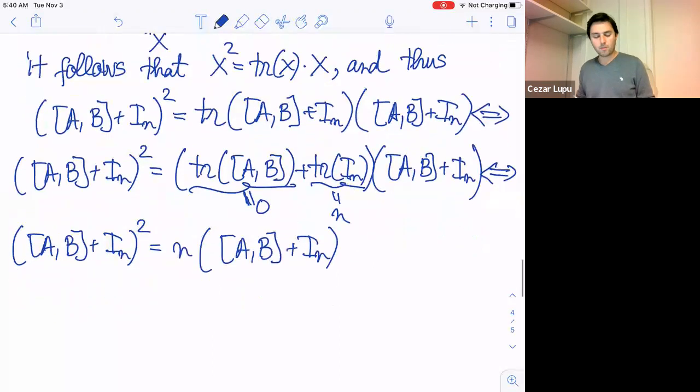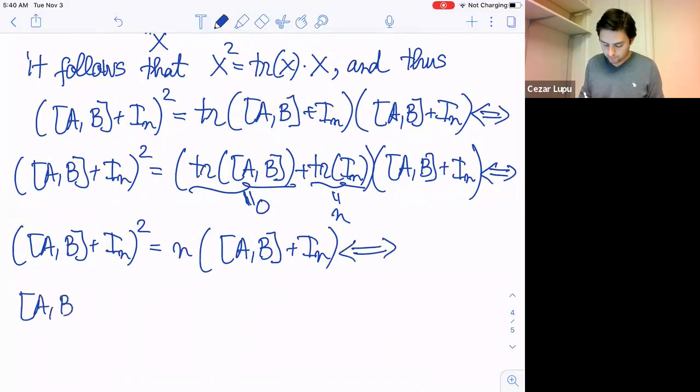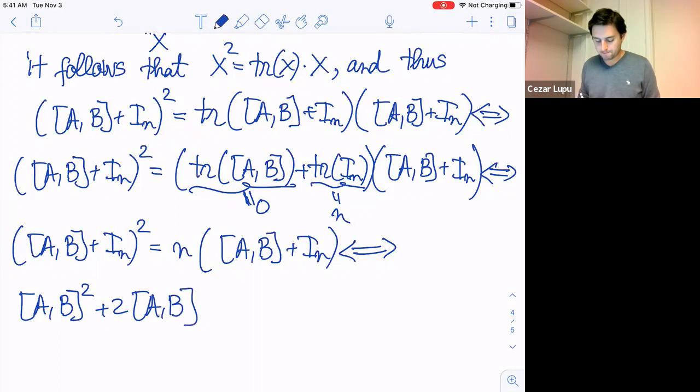Okay, now let's do some more computations here. So this would be equivalent with, this guy is AB squared plus 2AB, right? Plus the identity equals n AB plus n times the identity. So we have this relation.